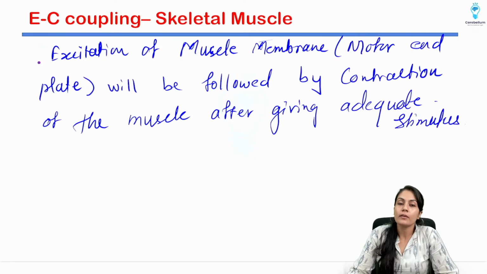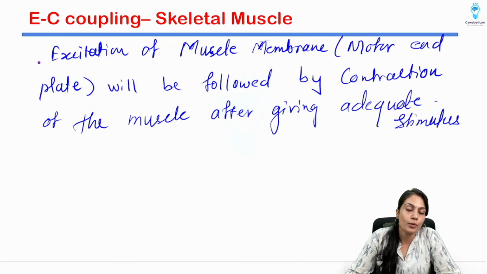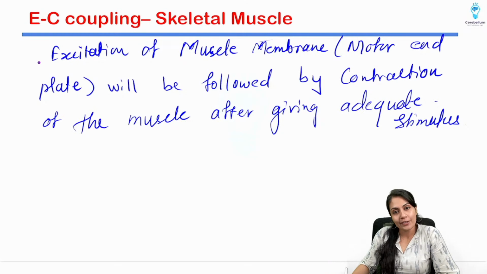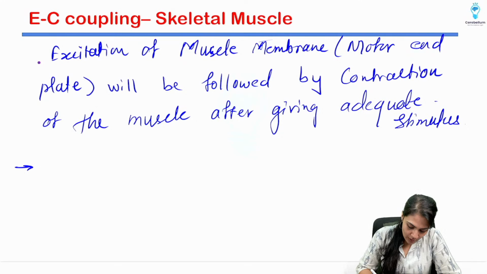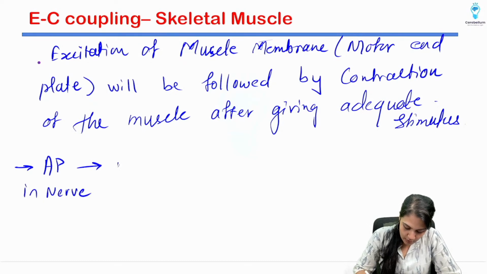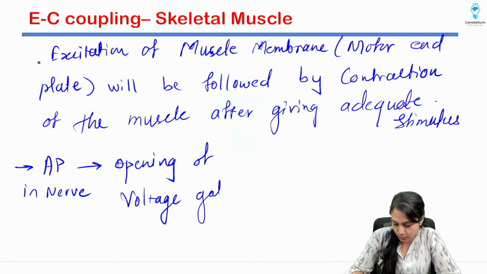After giving adequate stimulus, it is definitely going to produce the action potential in the muscle, which will be followed by the contraction in the muscle. What are the steps that are present? First of all, the action potential, which will be coming from the nerve. So action potential in the nerve is going to cause opening of calcium channels, and these are voltage gated. So these channels are voltage gated calcium channels.